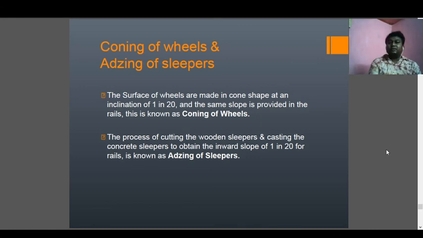And what is the edging of sleeper? The process of cutting the wooden sleeper and casting the concrete sleeper to obtain the inward slope of 1 in 20 for the rail is known as the edging of sleeper. This is basically applicable where we see the wooden sleeper, but as I said, nowadays it is rare to see wooden sleepers. The edging of sleeper came into the picture when we wanted to replace the wooden sleeper by some concrete sleeper. We have to provide some extra gradient of 1 in 20, and that phenomenon is known as the edging of the sleeper.